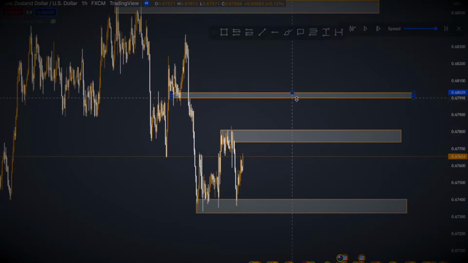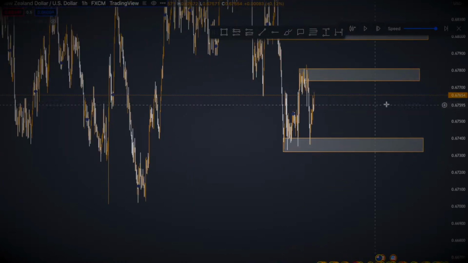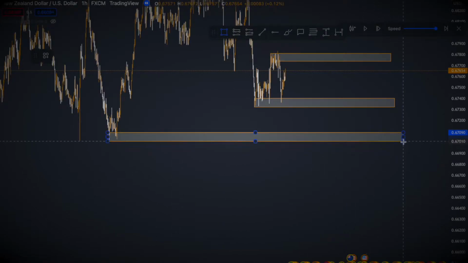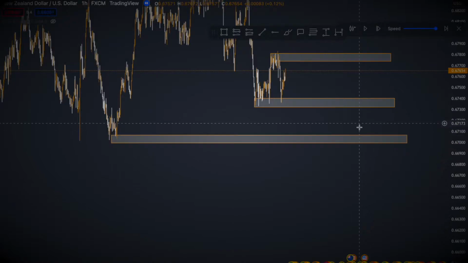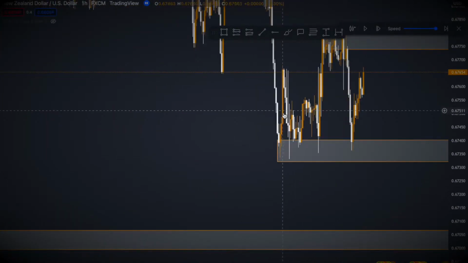So I would make this zone around here, something like that, and just another one in case price does go down. As you can see, a clear one right over here. Maybe just go a bit down, somewhere there. Okay, now that I've got my reactionary zones in place, I can start looking at price.